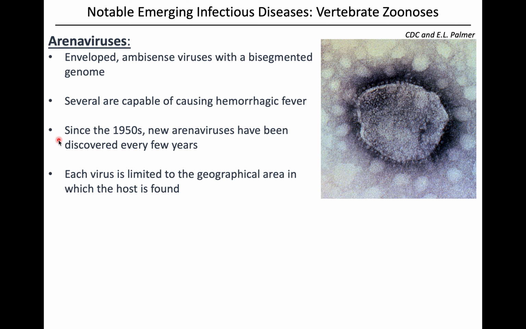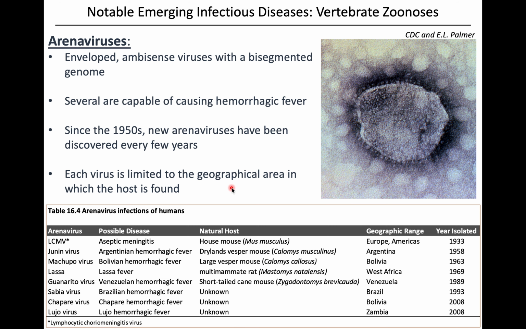And we've basically seen this kind of slow and steady increase in the number of arenaviruses that have been identified. So every few years we seem to discover a new one. They each seem to have pretty specific geographic areas in which their defined hosts are found. And as we can see in this table down here, the natural hosts are typically either mice or rats, wild mice or rats, usually, although we do have the house mouse here first on the list.